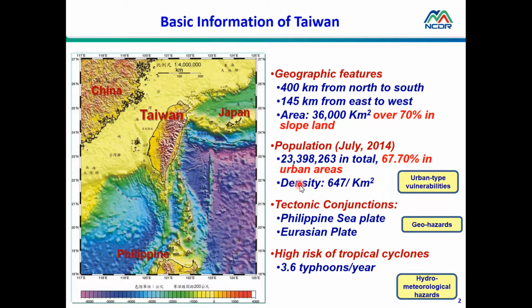And there are two major disasters to Taiwan. First is earthquake, especially tectonic movement. This district is where the Philippine Sea Plate subducts beneath the Eurasia Plate. So maybe over 80% of earthquakes happen in this region.